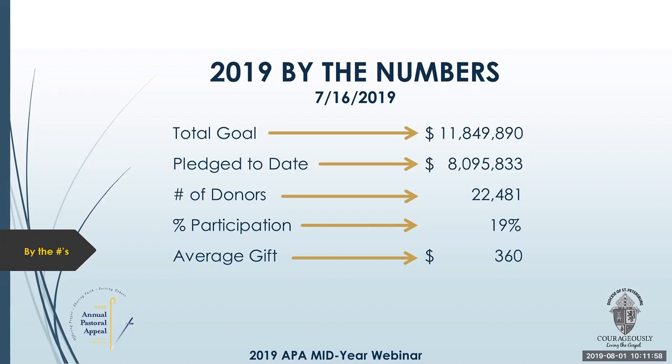Of course, our overall goal is 11,850,000. Our pledge to date is just over 8 million. Our number of donors, 22,481. We're sitting at 19% participation, and our average gift is $360.